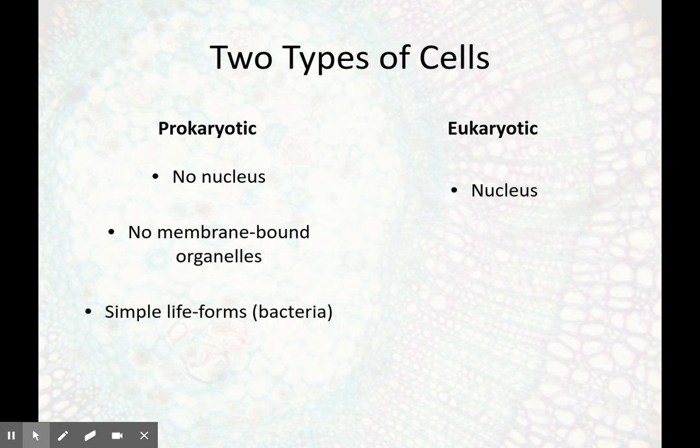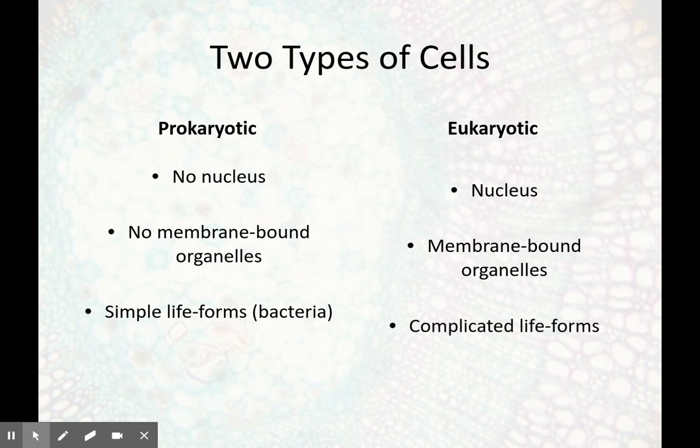Eukaryotic cells, on the other hand, are instantly recognized by having a nucleus, and they also have membrane-bound organelles. They have organelles that are wrapped in their own membrane for their own protection. And these are for complicated life forms like carrots.